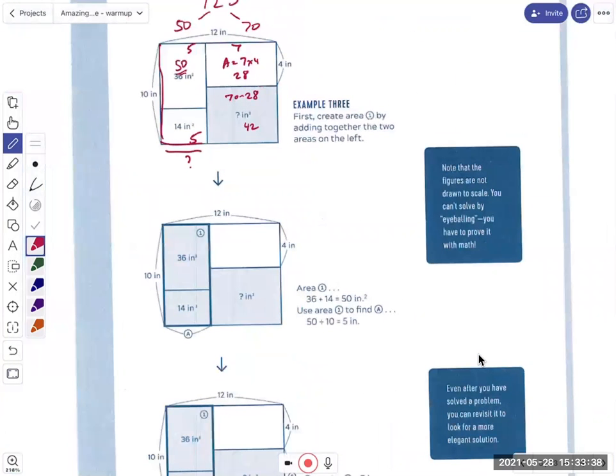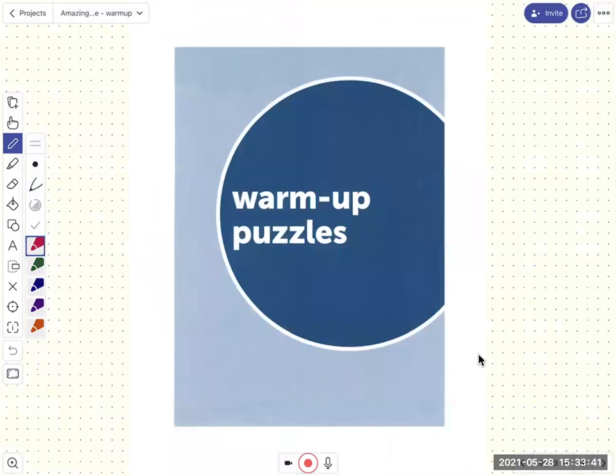Okay, so that is a great puzzle there. And so give these warm-up puzzles a chance.